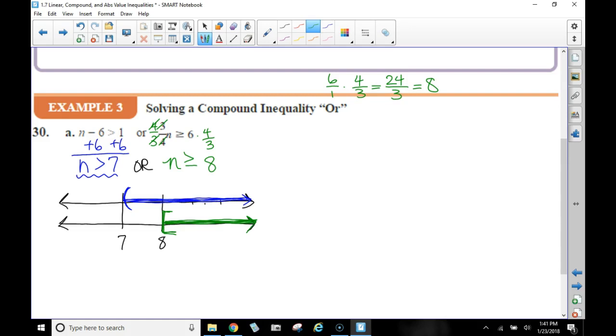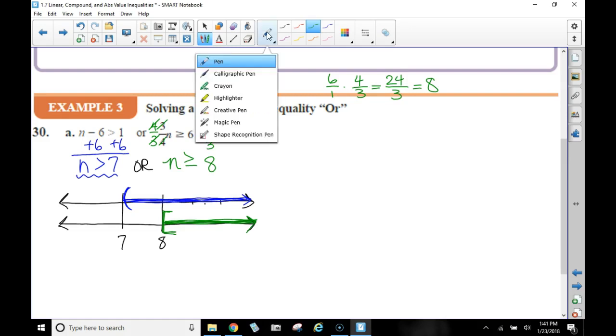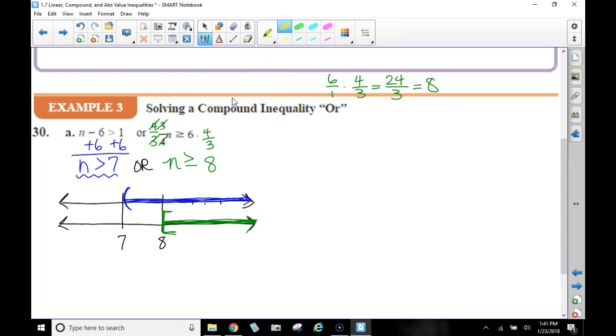Okay, so anyway, now how we're going to deal with the compound portion of this, all right, is we are going to, in our final solution set, since this said or, our final solution set is going to consist of values that are shaded in either the blue or the green.